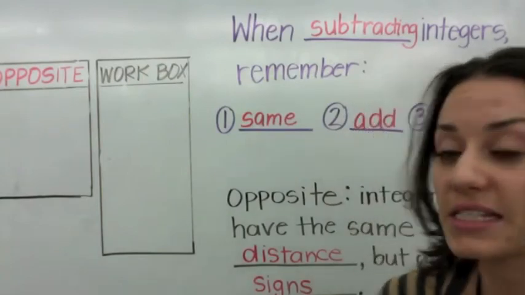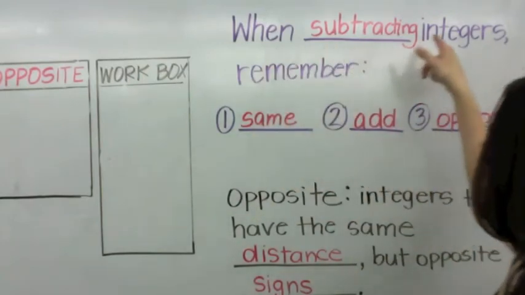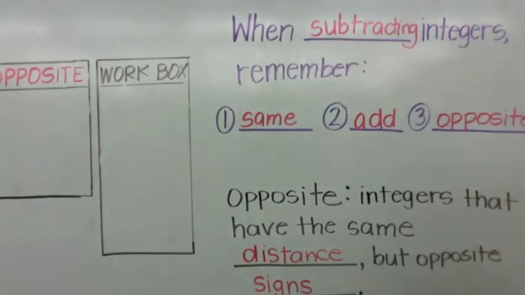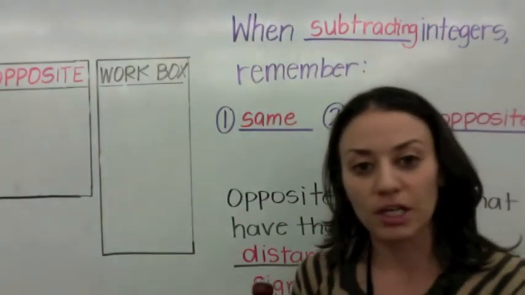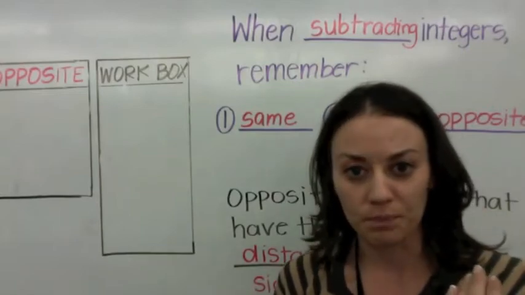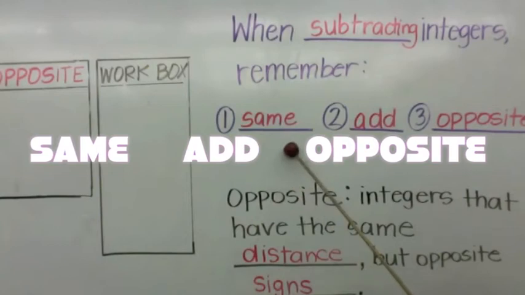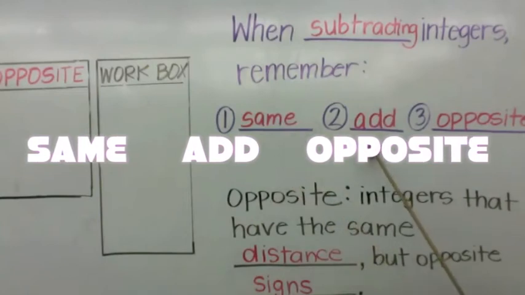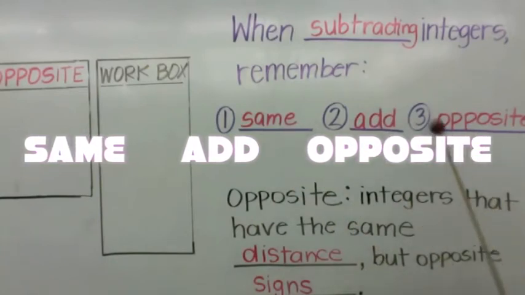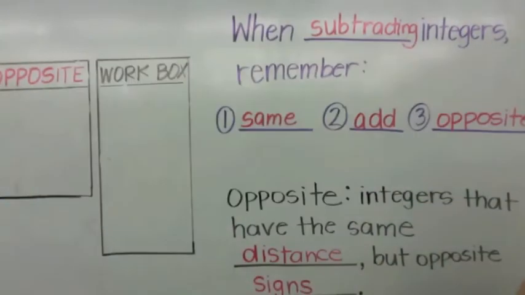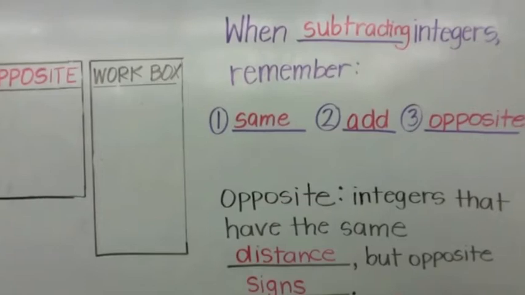It says, when subtracting integers, remember we're subtracting. We're going to change the subtraction to addition. The way that you do that is by remembering same, add, what comes next? Opposite. Say it again. Same, add, opposite. Okay, so go ahead and get that down.